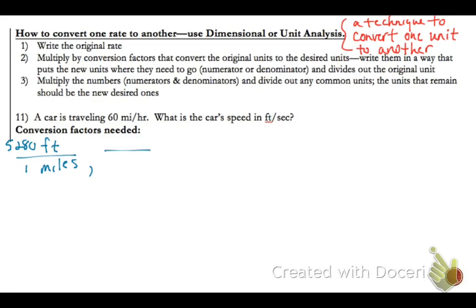And now we need to go from hours to seconds. So hours to seconds. In 1 hour, there are 60 times 60, or 3,600 seconds. So these are the two conversion factors that we'll use.